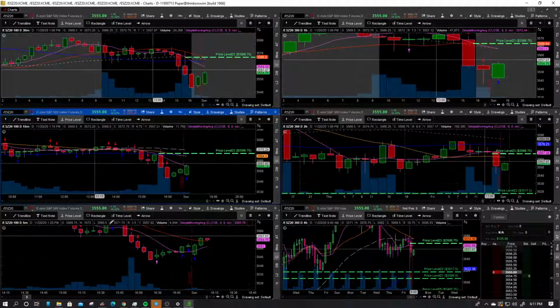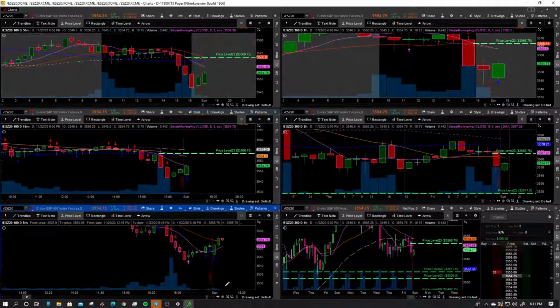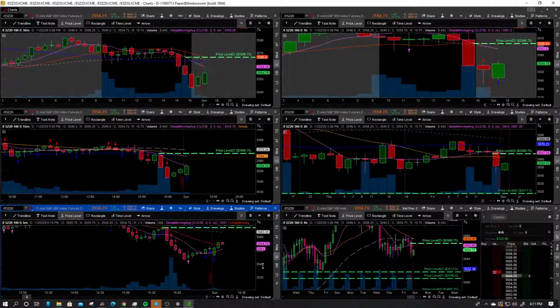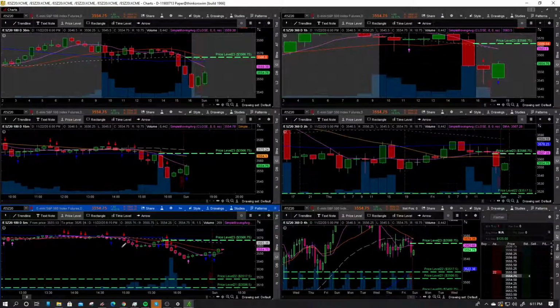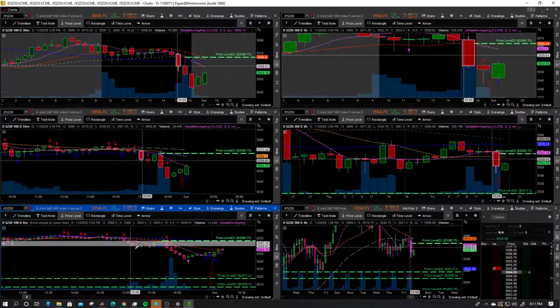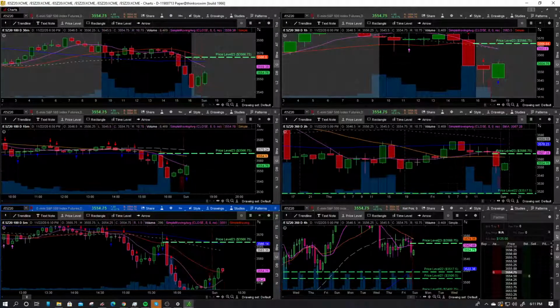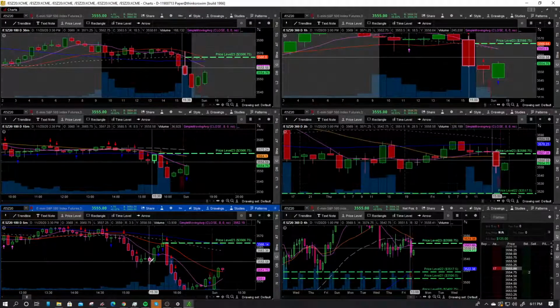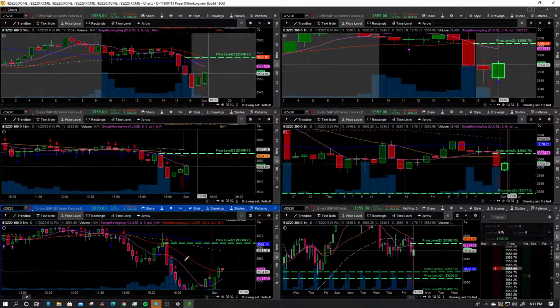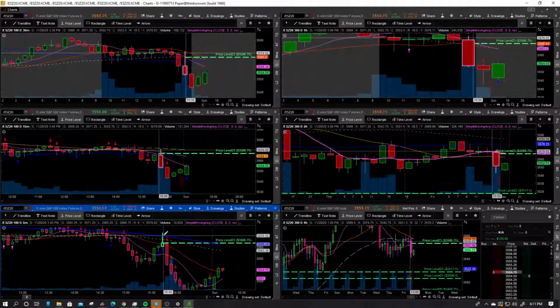Remember that trade I told you about right here? I was waiting for it to show me. I did not get in on this original drop. I got in on the retest, remember? I looked at that first initial move and I was like, oh, it's going to drop. And I said, you know what? If it's going to continue down, it's going to come back up and retest.